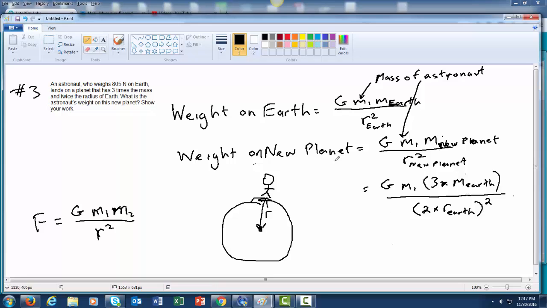radius of the Earth. Now, the weight on the new planet, according to the problem, is that we know that the mass of the new planet is 3 times the mass of the Earth. So I can just go ahead and plug 3 times the mass of the Earth in here. And we're also told that the radius is twice the radius of the Earth. So I've got 2 times the radius of the Earth in here. Now, that's the end of what I'm going to tell you about this, because now you've got to figure out how much more or less this astronaut will weigh on the new planet given this information here.